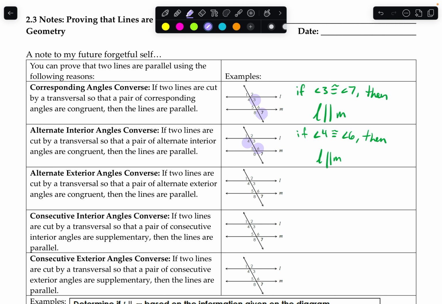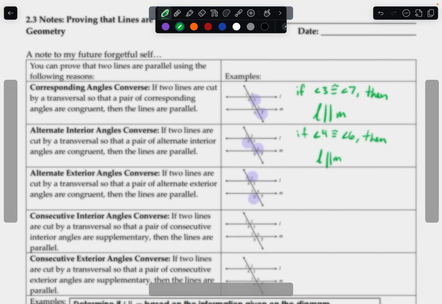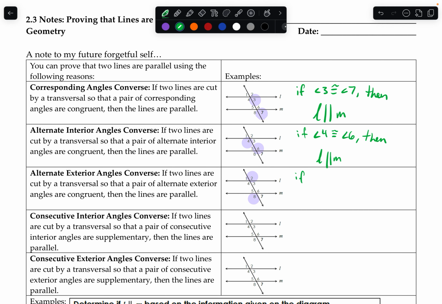And then again, now we're at alternate exterior. What if I was looking at 2 and 8 or 1 and 7? Either one of those would work. But if, in this case, angle 2 is congruent to angle 8, then L is parallel to M. And then, all right, this is going to change. Because remember, with corresponding, alternate interior and alternate exterior, you're looking for congruent angles. With consecutive interior and consecutive exterior, you're looking for supplementary angles.